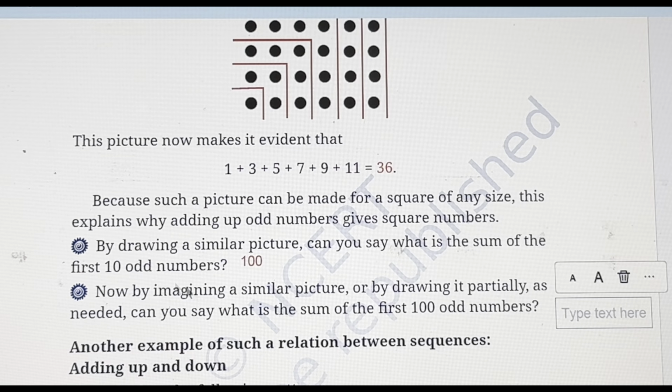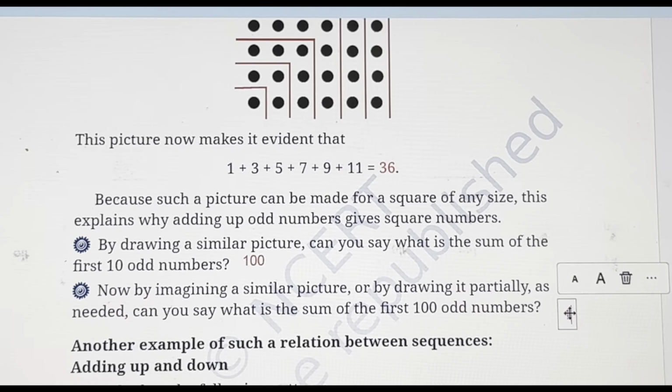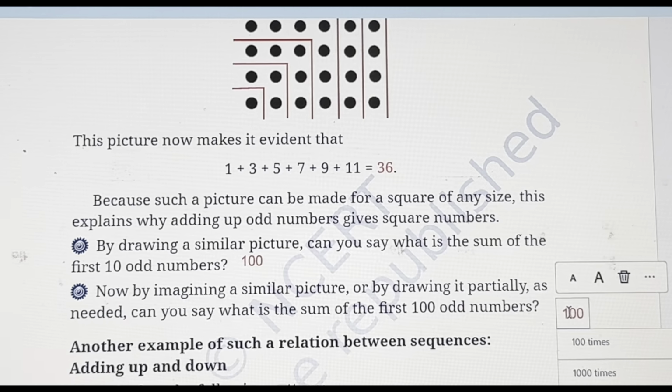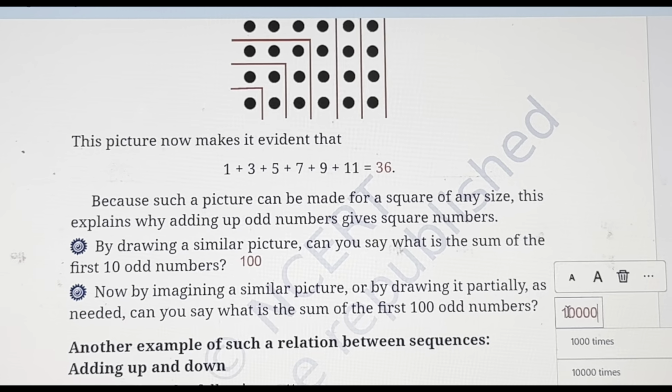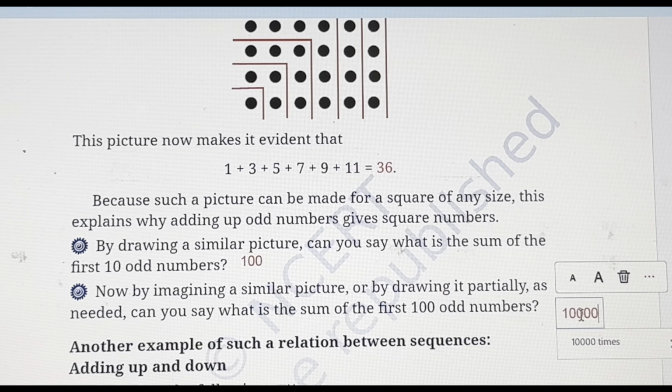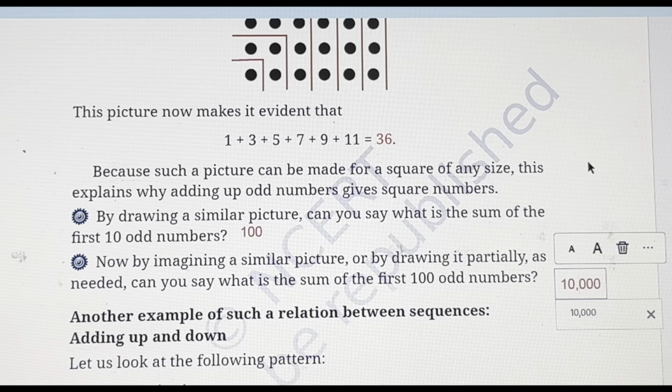So here they have asked, imagining a similar picture or by drawing it partially, right? This is partial drawing. Can you say what is the sum of the first 100 odd numbers? I just explained whatever number of odd numbers, just square them. So the square of 100: 100 has 2 zeros, so there will be 4 zeros. So the answer is 10,000. Correct? Right? Such is the beauty of these patterns.